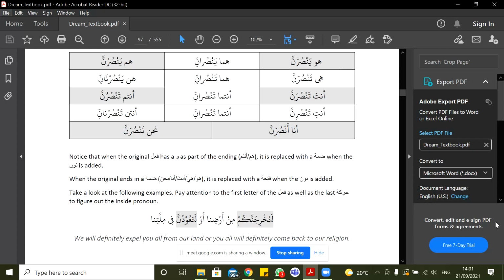So the emphasis is what? Double here. We have an emphasis because of the noon thaqila, and then we have another emphasis because of the la. So this will be translated as definitely, because definitely is the highest level of emphasis. When we have definitely, nothing comes back. So that's why definitely is coming, because we have la and noon thaqila. Now we translate it as we will definitely expel you all. Is that clear?